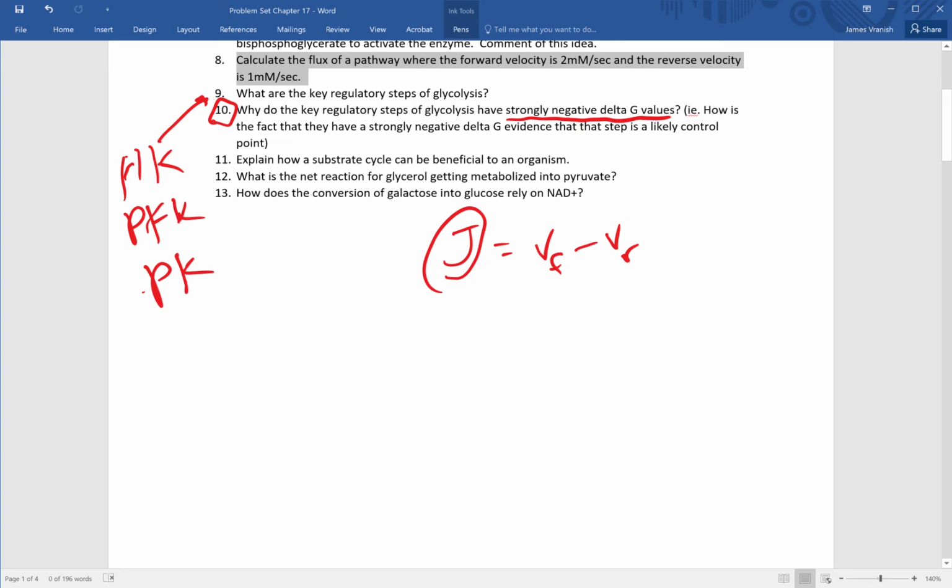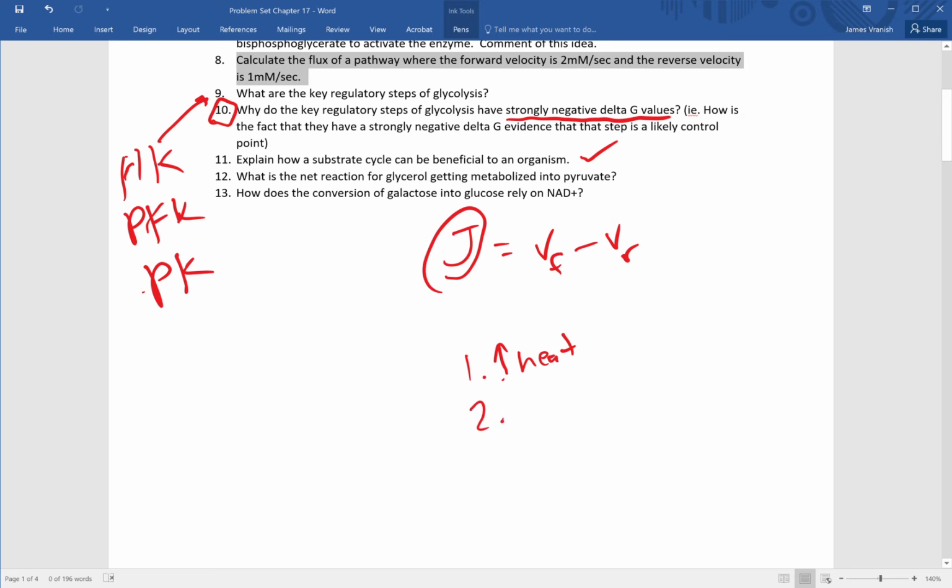All right, question number 11. Explain how a substrate cycle can be beneficial to an organism. A substrate cycle can be beneficial to an organism in 2 ways. One is substrate cycles can burn energy and generate heat. We haven't talked about this a lot yet. We'll cover this in a later chapter in more detail.